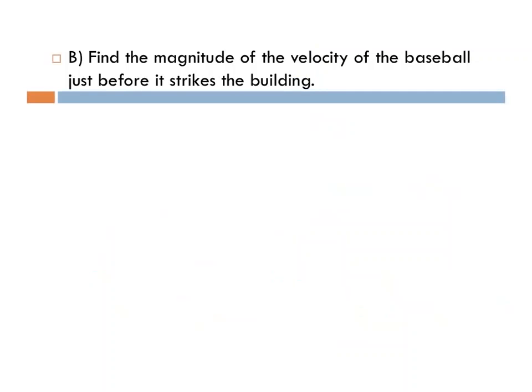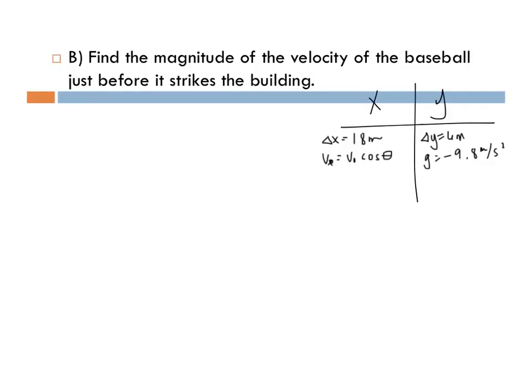This next part asks us to solve for the velocity as it strikes the building. So remember that when it's asking for velocity, it's not just asking for the x or y, it's asking for the resultant of the two. So now that we know the initial velocity, we can calculate the velocity in the x and y direction at that time. So looking at my information again, I have time is equal to distance divided by velocity. We now know that our v naught is 15.9.